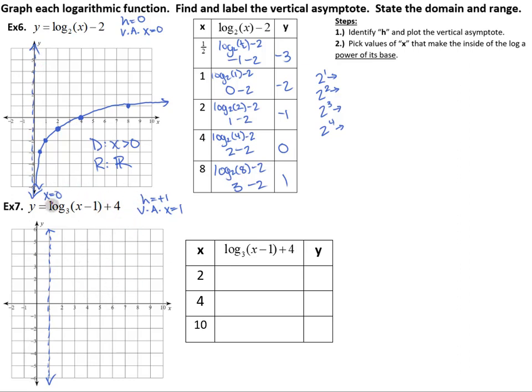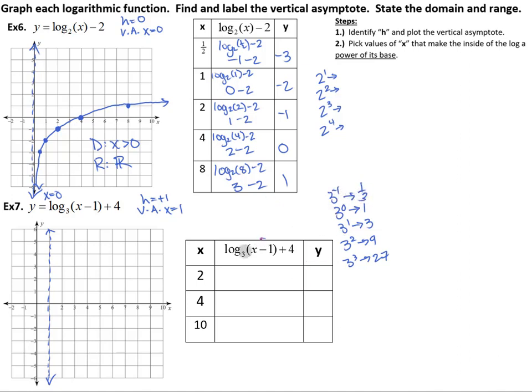Now I do have a k value, which would have shifted log base 3 of x up. But let's go ahead and find some nice values to plug in here. So let's think about what are some of our powers of 3. 3 to the first power is 3. 3 squared is 9. 3 to the third is 27. We know, of course, 3 to the 0 is 1. And even 3 to the negative first would be 1/3.